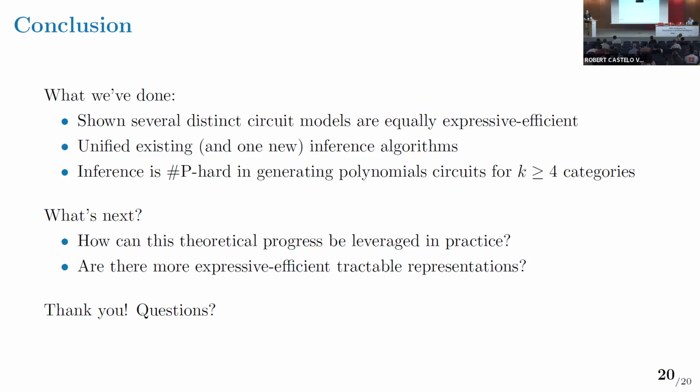Any other questions? Yes. Thank you. Very nice question. I just wonder about the continuous variable. Is there any way to bridge this?